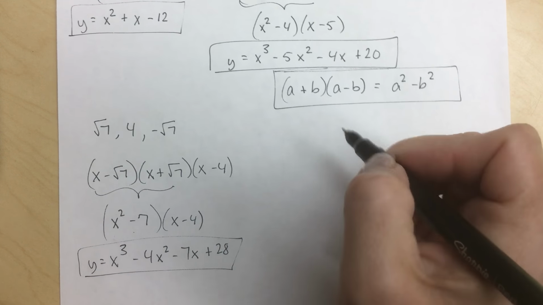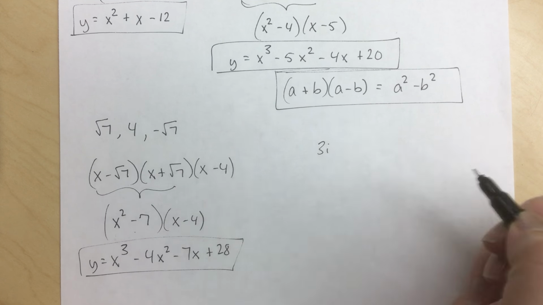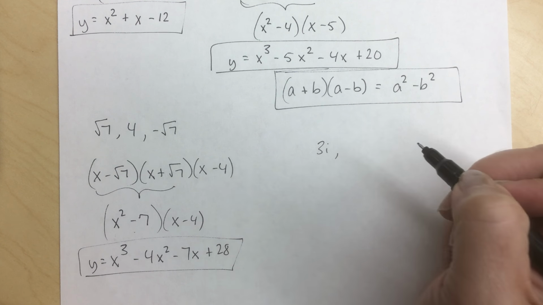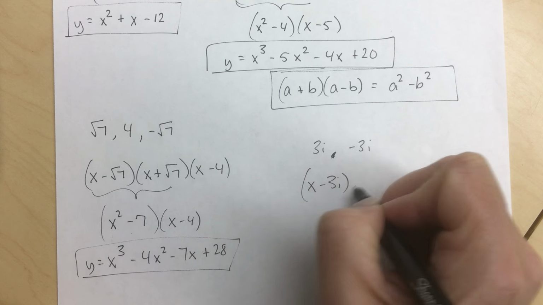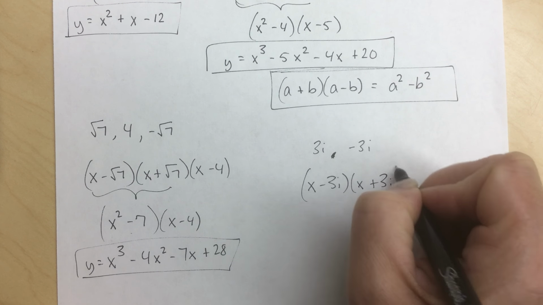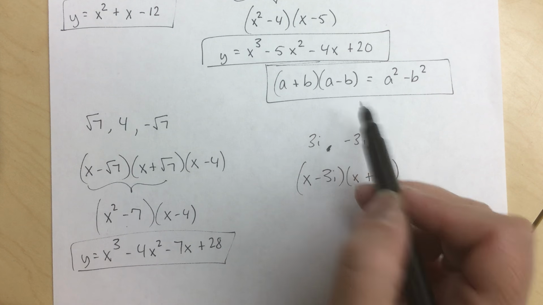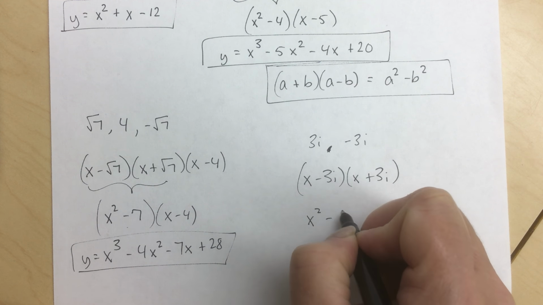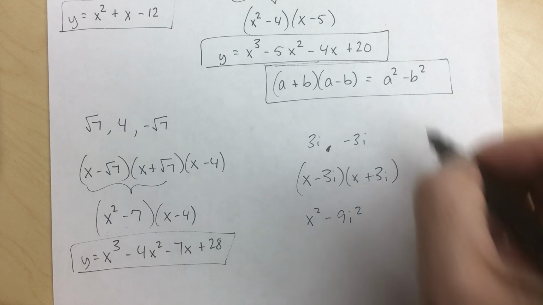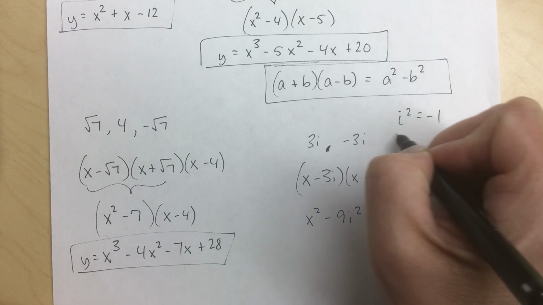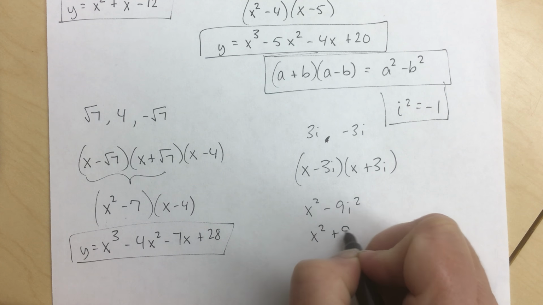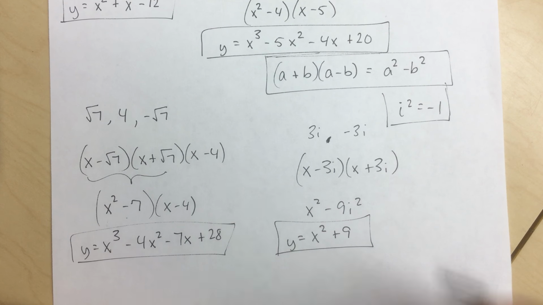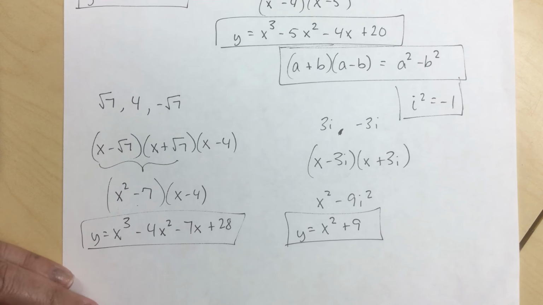I might give you something with i. Let's just say I give you 3i. Okay, you've got to know that there's also a negative 3i. So that's x minus 3i times x plus 3i. So again, I'm going to use this rule, first thing squared minus the second thing squared. And then we're going to use the fact that i squared is equal to -1. So that becomes x squared plus 9. Okay, so you need to know how to handle those.